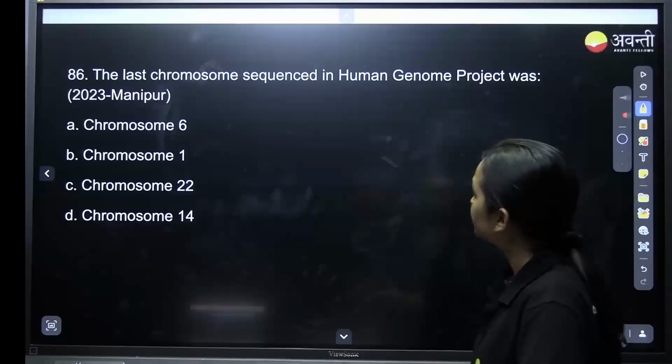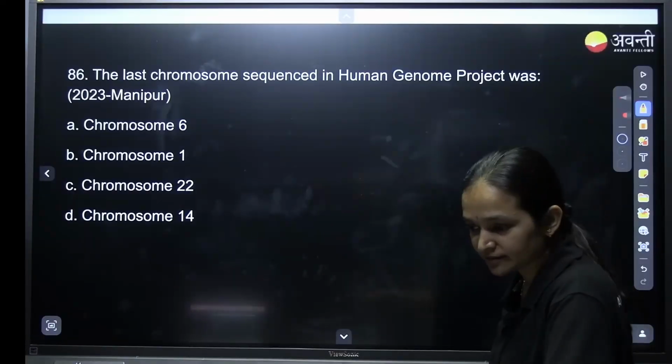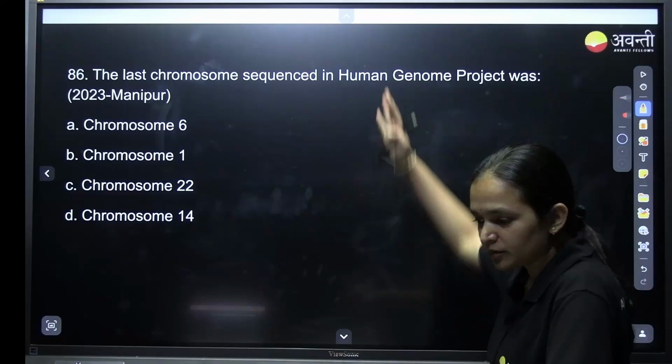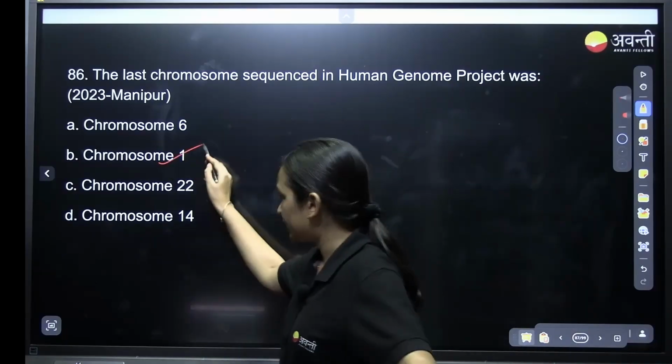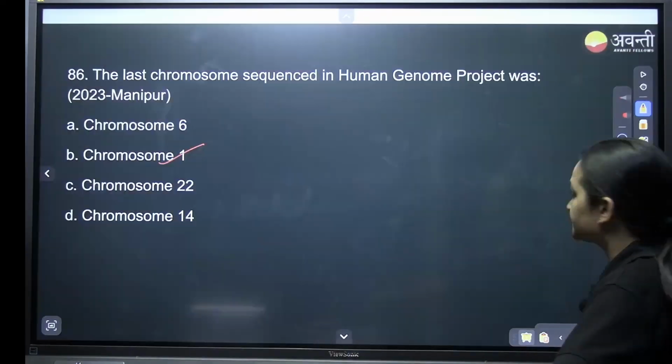The last chromosome sequenced in the Human Genome Project, starting with a small one and ending with the very large chromosome, is chromosome number 1. Very good. B for Bombay is the correct answer.